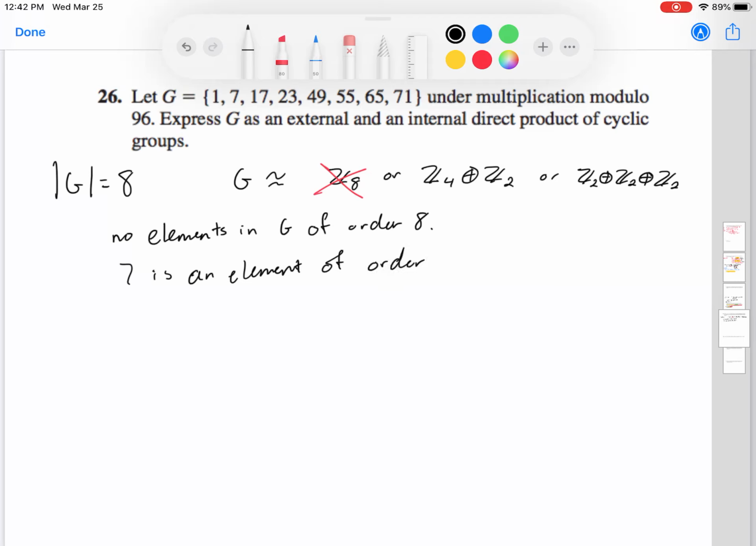I clearly cannot write this morning. So 7 is an element of order 4. If we have an element of order 4, then we can't have Z2 external direct product Z2 external direct product Z2. We have that then G would be isomorphic to Z4 external direct product Z2. So we have an external direct product.